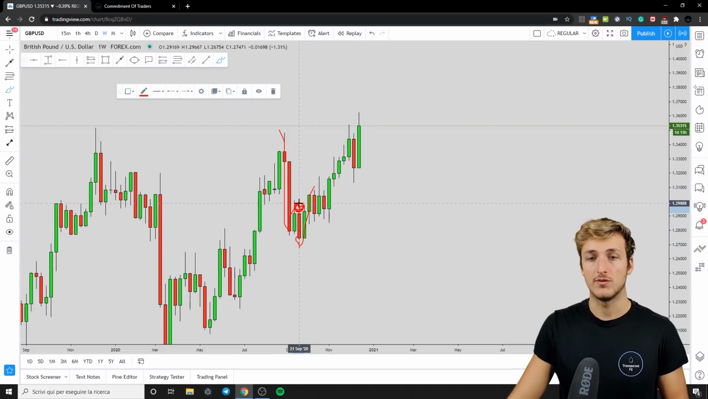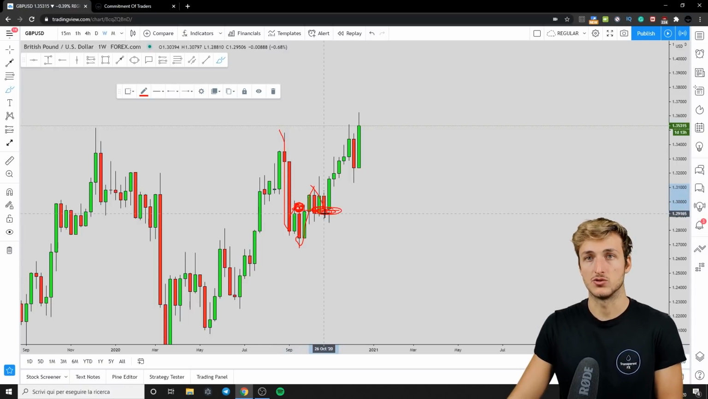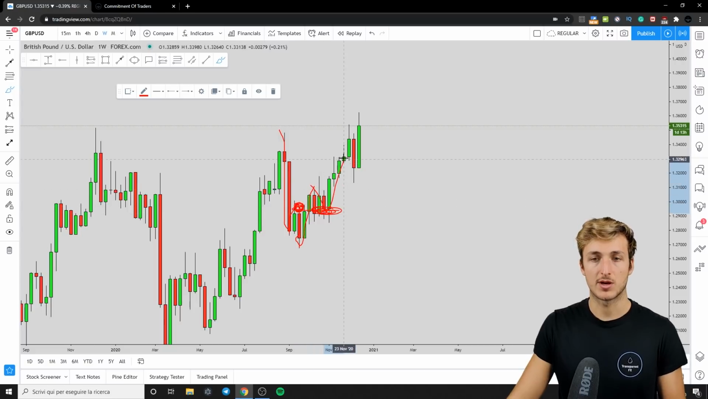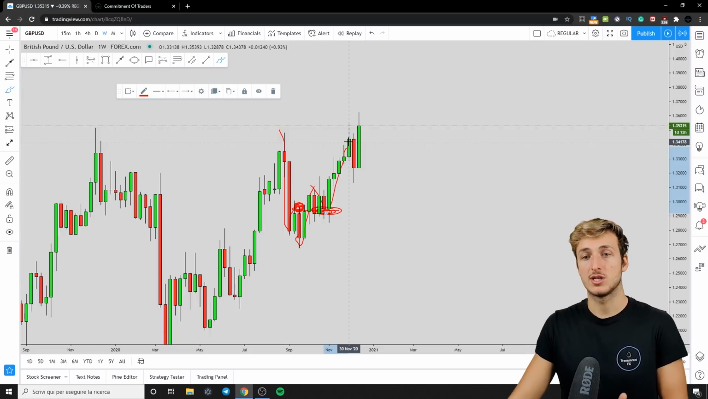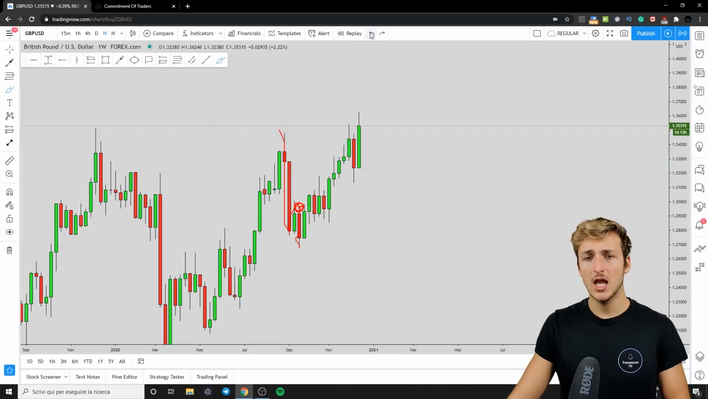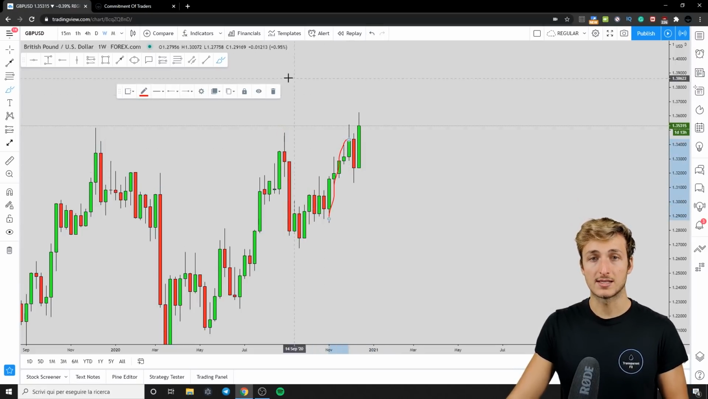At that point, previous resistance is turned support. The market went and retested this new support, and at that point you expect the market to reject previous resistance, turn support, and create a move to the upside, which is exactly what the market did. And we went all the way up to test the supply that the market had at this wick.